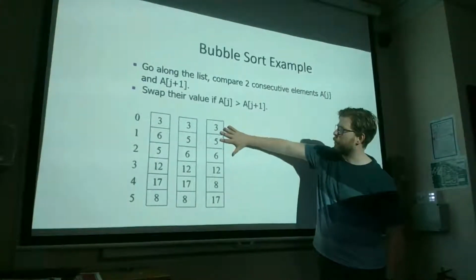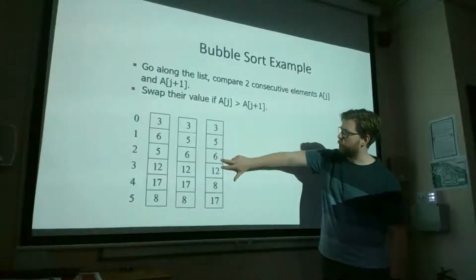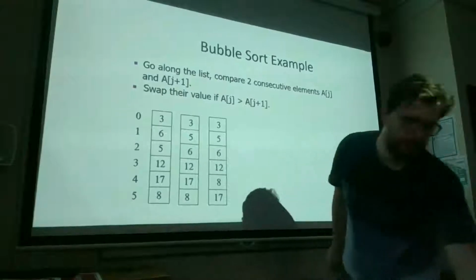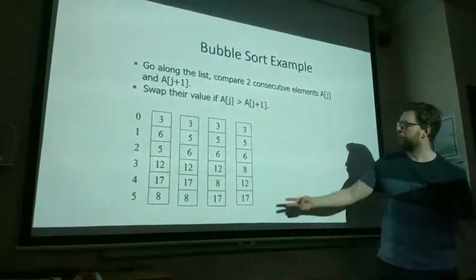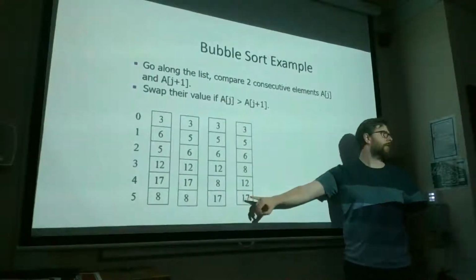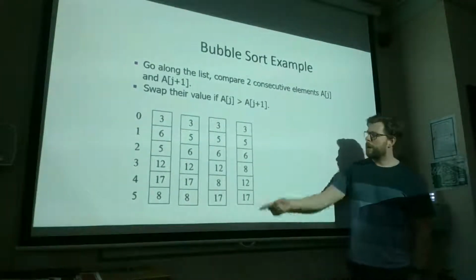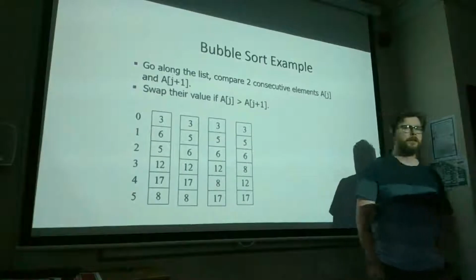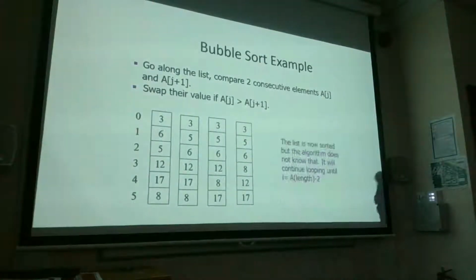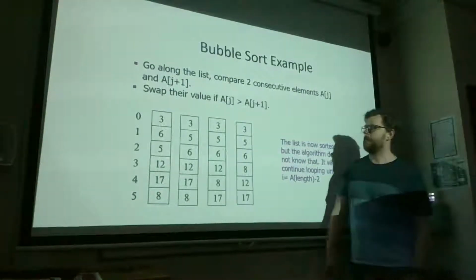So 3 and 5, they're good. 5 and 6, they're good. 6 and 12, they're good. 12 and 8, they're not good. So we need to flip those. You can see here we flip them there. And it doesn't bother checking 12 and 17 because we know 12 and 17 is good. At this point, I can see that it is already in the right order. But I'm going to end up checking it again. The algorithm will keep running.